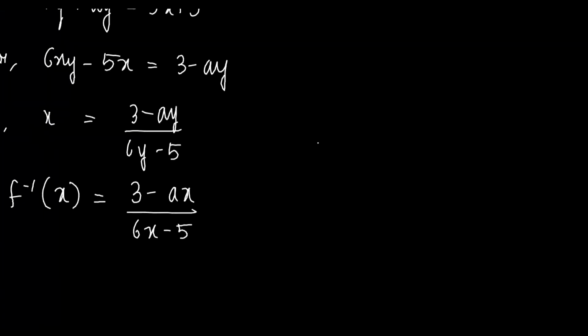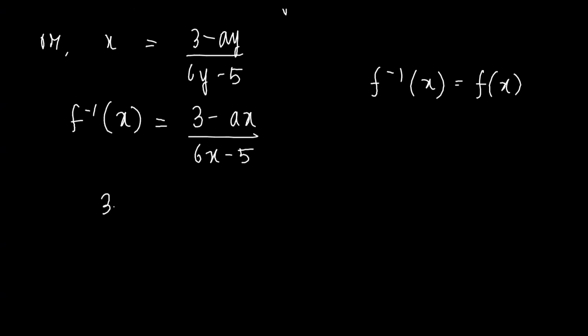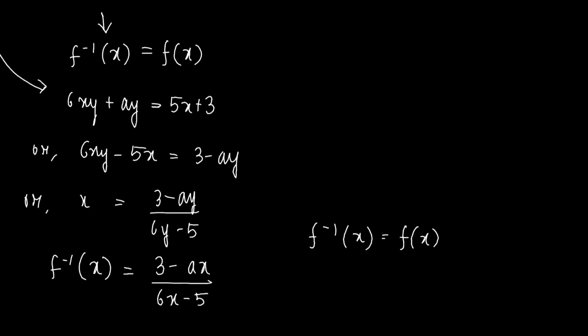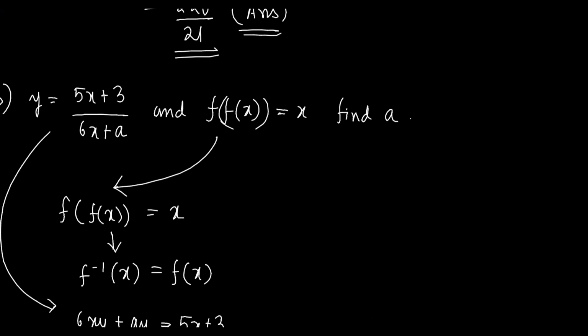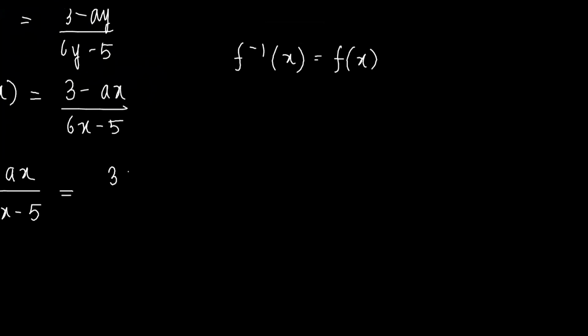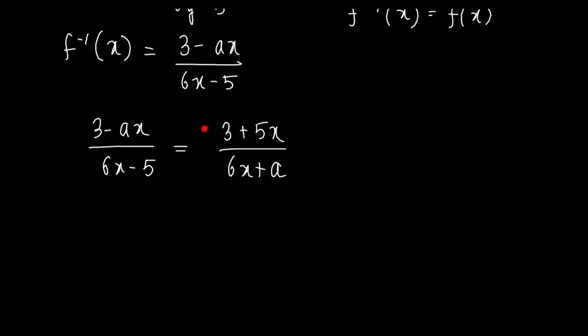Now we know that f inverse of x is equal to f of x, since the condition is given. So we can write 3 minus ax by 6x minus 5 is equal to f of x. f of x is given as 5x plus 3 by 6x plus a. So here we can write 3 plus 5x by 6x plus a. Now if we compare, see this: this is 3, this is 3. Here it is minus ax, this is plus 5x. Here it is 6x, here it is 6x.